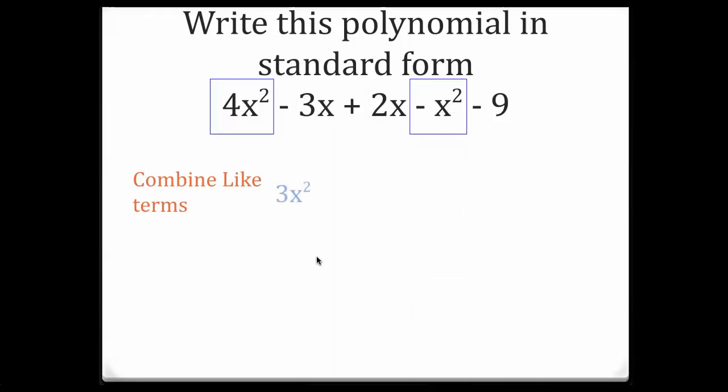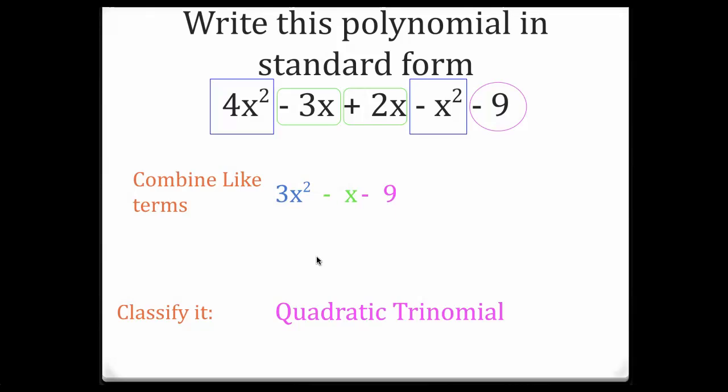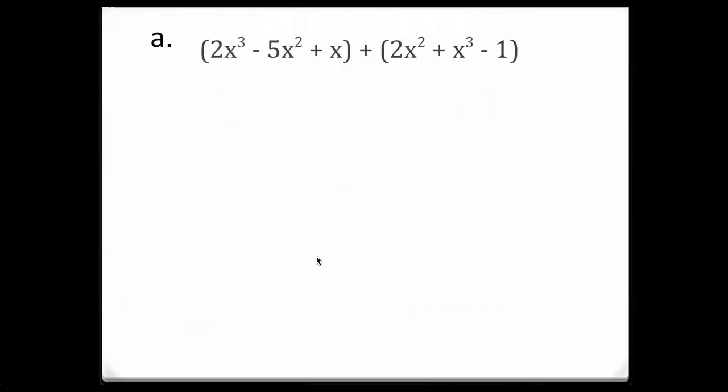So 4x squared minus x squared is 3x squared. Negative 3x plus 2x is negative x. And lastly, minus 9. Let's practice naming it. This would be a quadratic trinomial. Right? Let's practice adding. So adding is really just combining like terms.